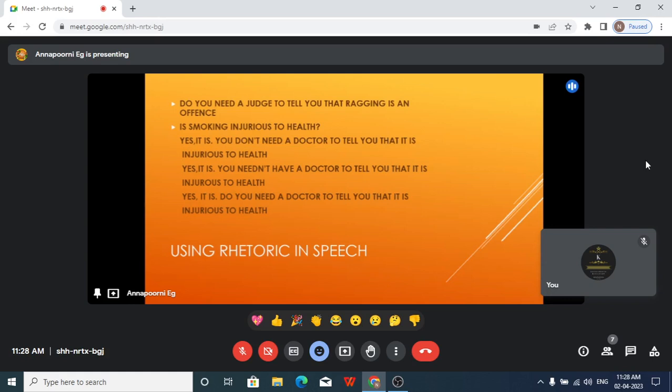Okay, so the first example, I'm reading out the first one: Do you need a judge to tell you that ragging is an offense? Okay, so this is the question which is asked by the principal to a student who has committed ragging in the college. So we all know that professional colleges, especially medical and engineering colleges, are prone to this ragging. Without ragging, there is no medical college existing in India, no engineering college in India.